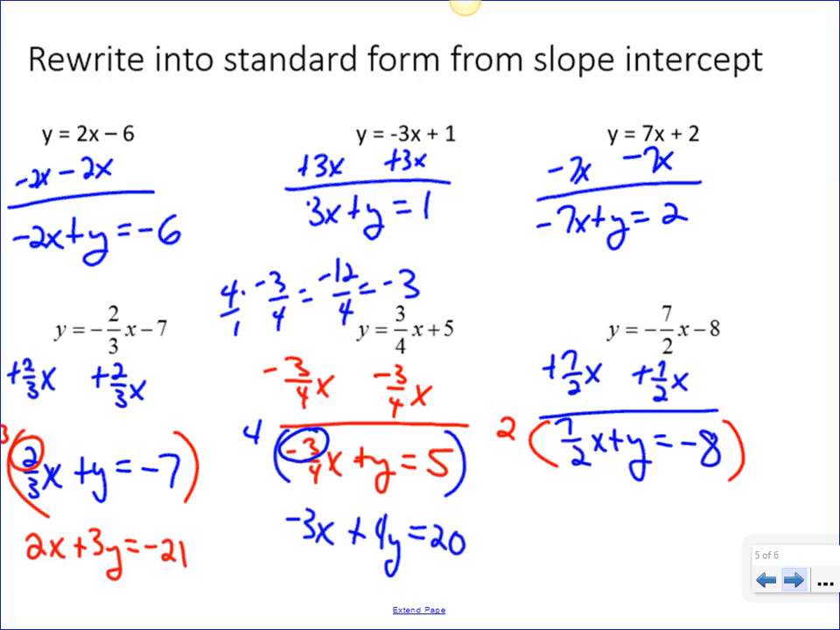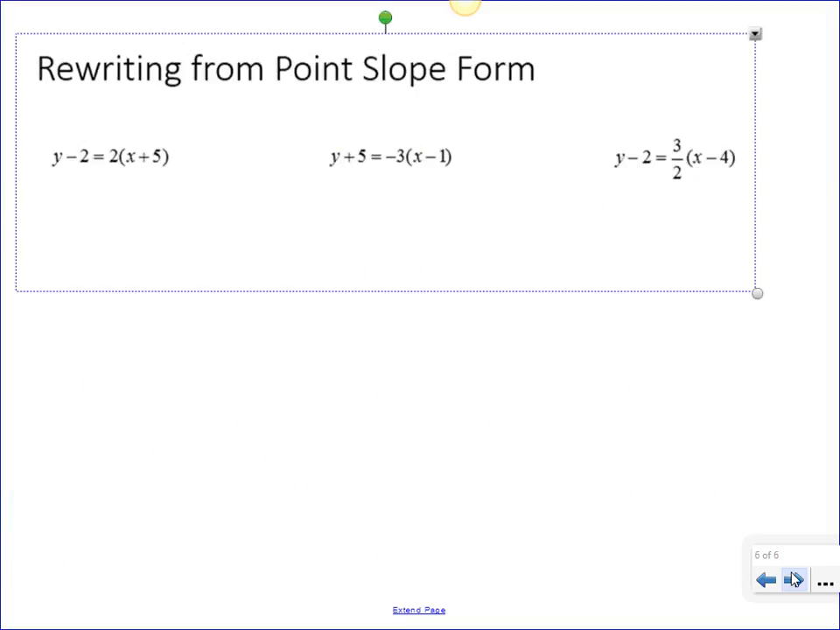And we found out on the other two that if you multiply by that denominator, all you're left with is your numerator. So you'd have 7x. You multiply the 2 times the y, and you'd get 2y. The 2 times the negative 8, and you'd get negative 16. So now all these on this page are rewritten into standard form.